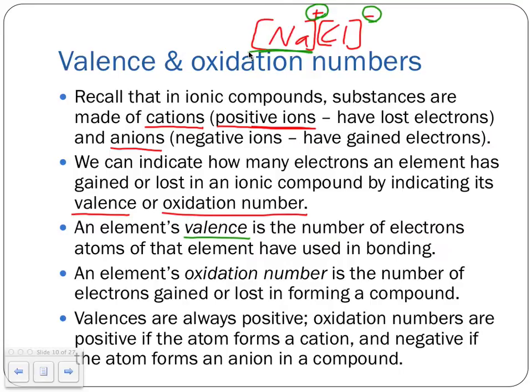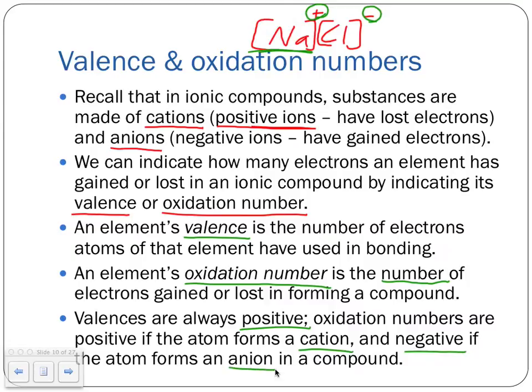And so that's what an element's valence is, the number of electrons that atoms of that element have used in bonding. Now, an element's oxidation number, on the other hand, is the number of electrons gained or lost in forming a compound. The primary difference is that valences are always positive. They're just the number of electrons that are involved. But oxidation number is a positive or a negative number. If the atom forms a cation, that it has lost electrons, then it'll have a positive oxidation number, and it'll have a negative oxidation number if the atom forms an anion, that it's gained electrons.